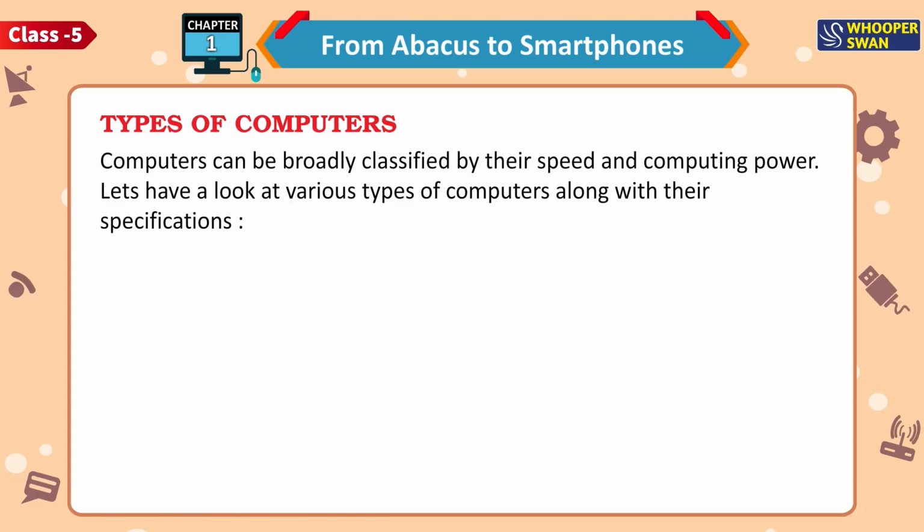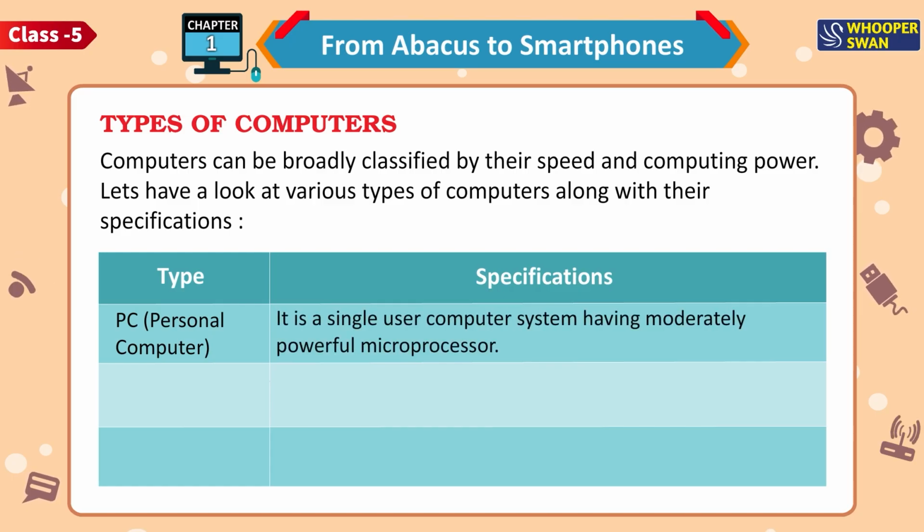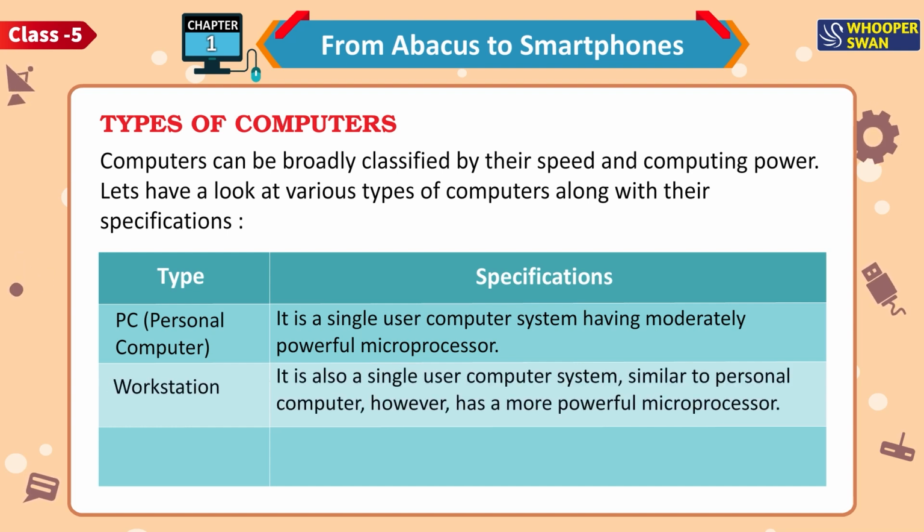Types of computers. Computers can be broadly classified by their speed and computing power. Let's have a look at various types of computers along with their specifications. Type, Specifications. PC, personal computer. It is a single-user computer system having a moderately powerful microprocessor. Workstation. It is also a single-user computer system, similar to a personal computer, however, it has a more powerful microprocessor.